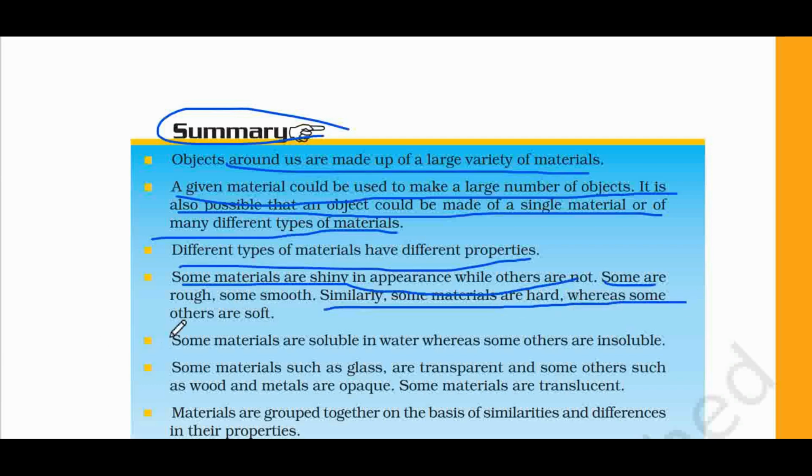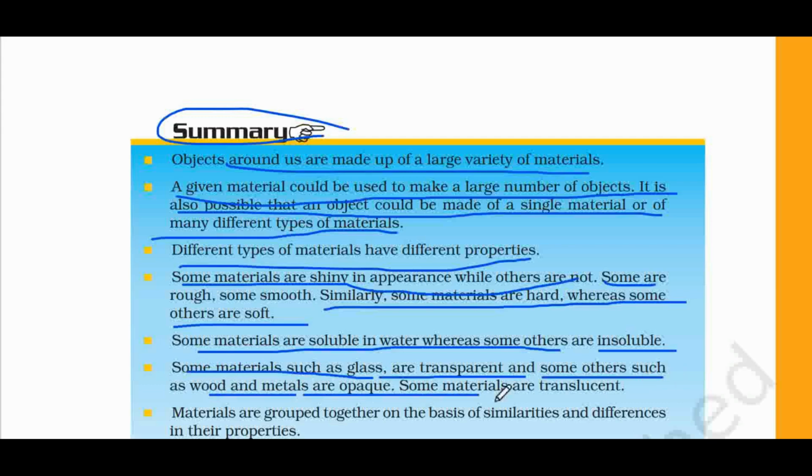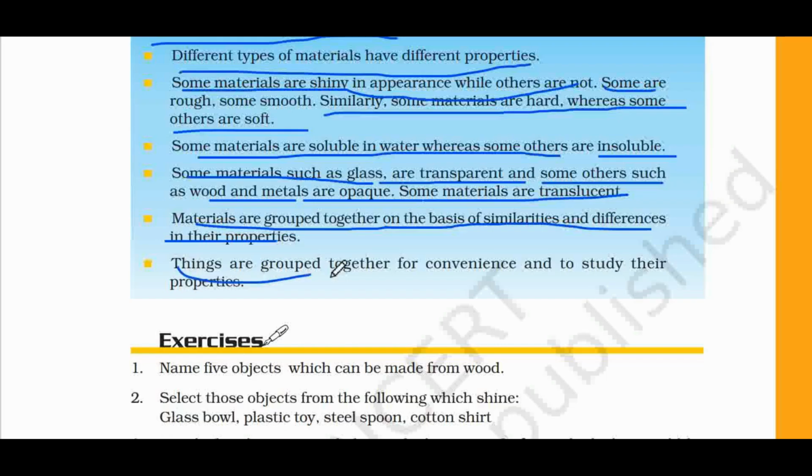Some materials are soluble in water, whereas some others are insoluble. Some materials, such as glass, are transparent, and some others, such as wood and metals, are opaque. Some materials are translucent, and materials are grouped together on the basis of similarities and differences in their properties. Things are grouped together for convenience and to study their properties.